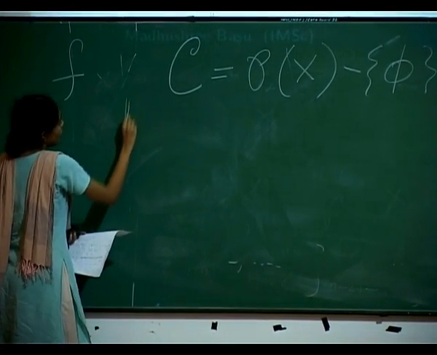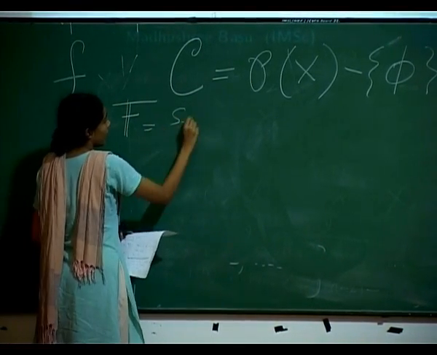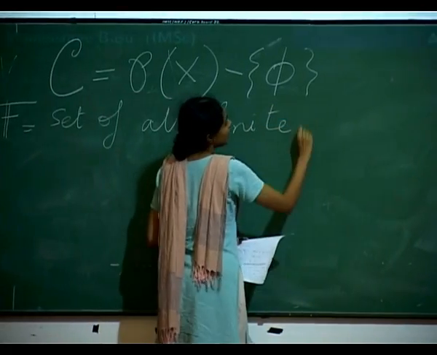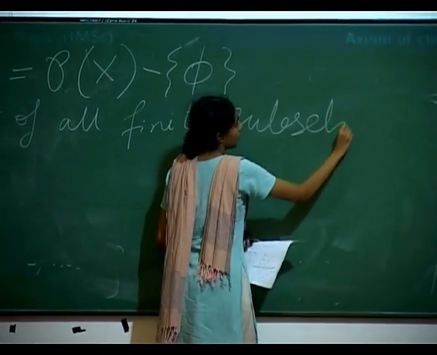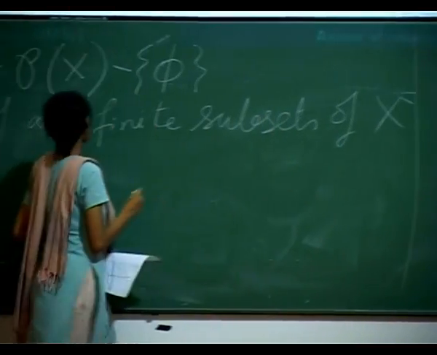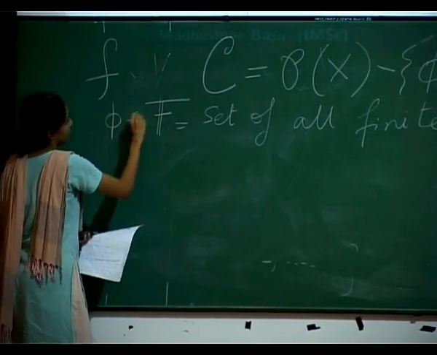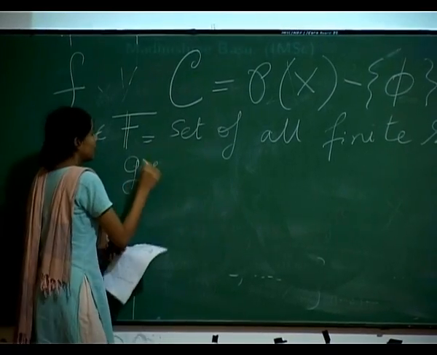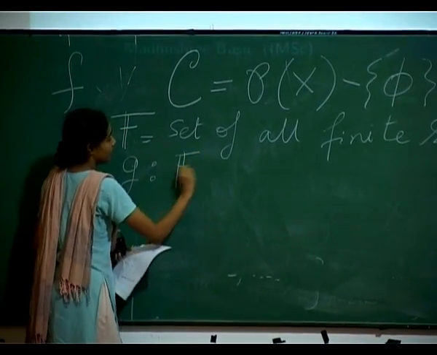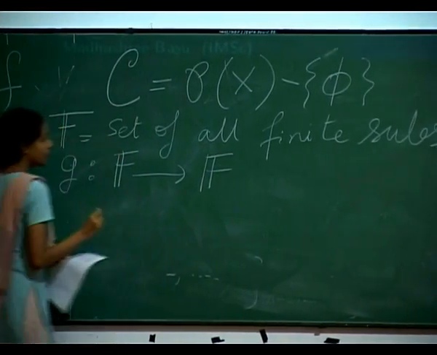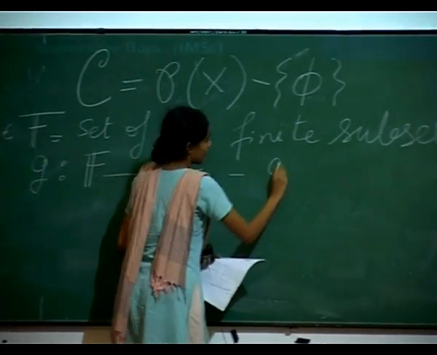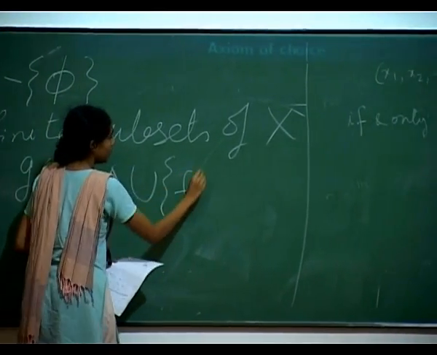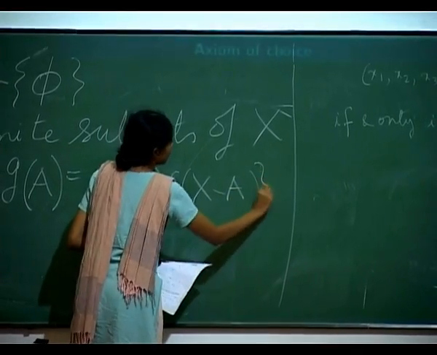Now, call script F the set of all finite subsets of X. So in particular, the empty set is here. And I want to define a function, not I, that's what Halmos did. Define a function from script F to script F given by G(A) as A union one more element.